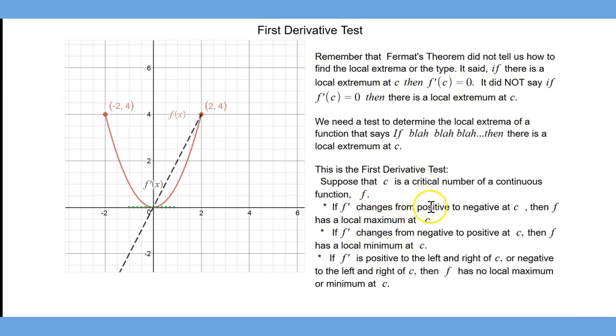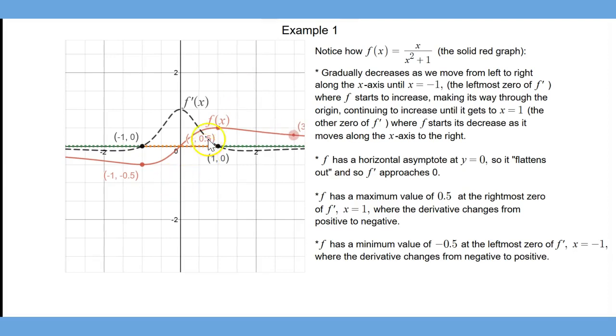So the first derivative test is kind of going the other way. Suppose that you have a critical number c for a continuous function f. If the derivative changes from positive to negative at that value, then f has a local maximum at c. So we saw that here, f prime changed from positive to negative at this local maximum.